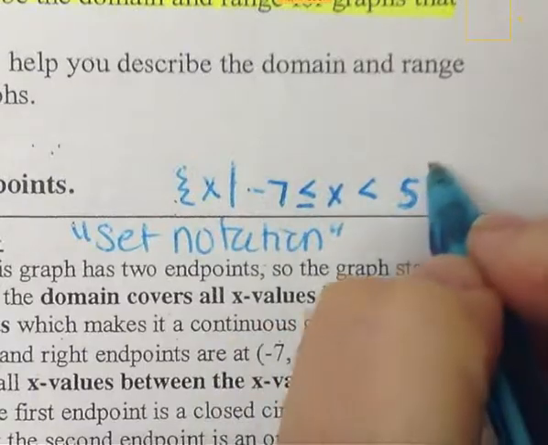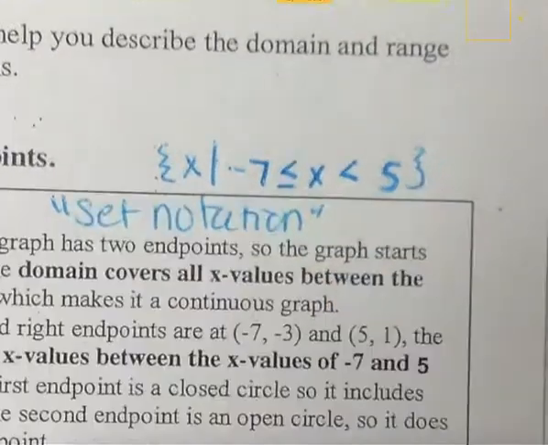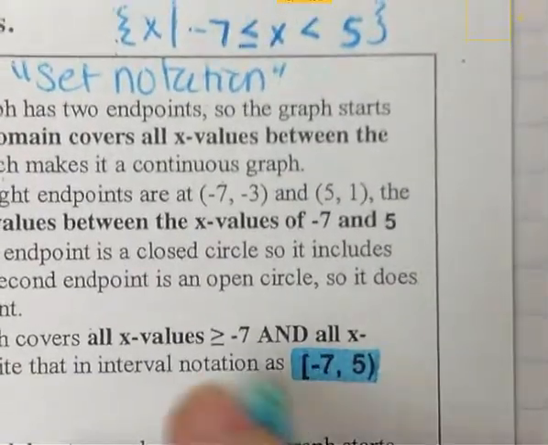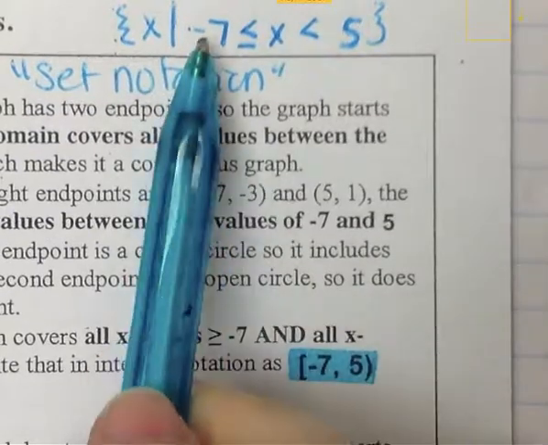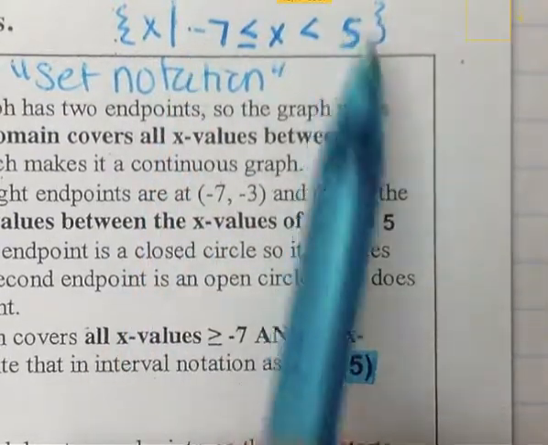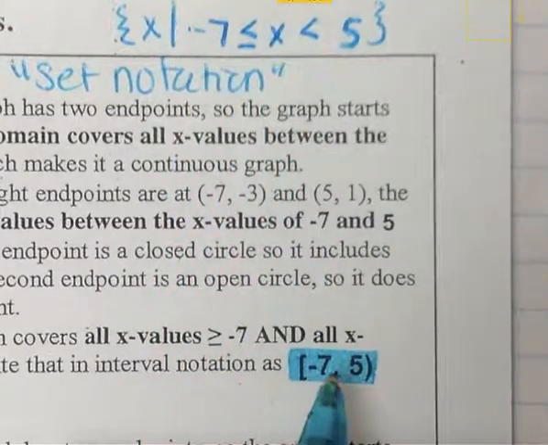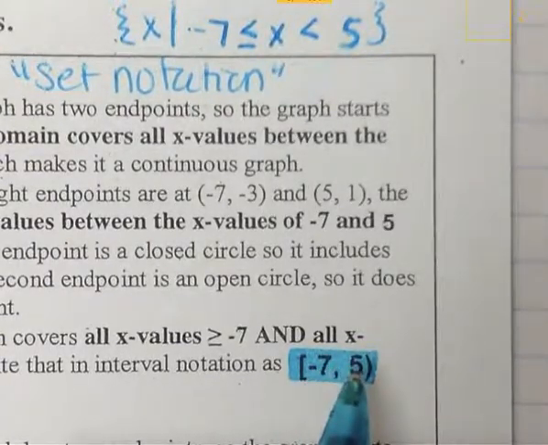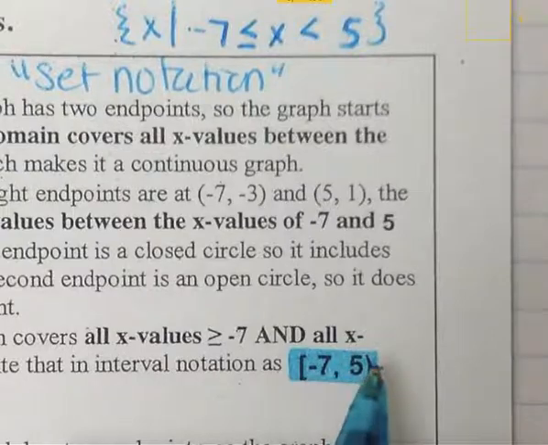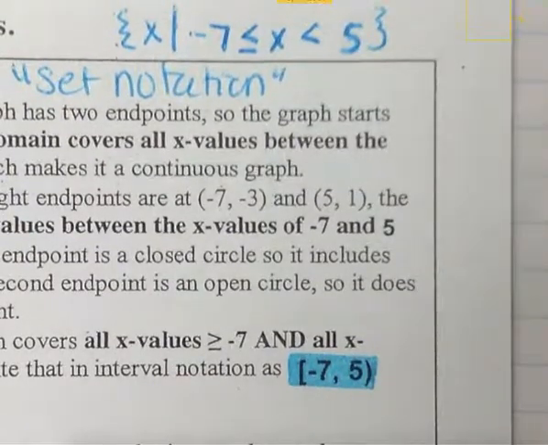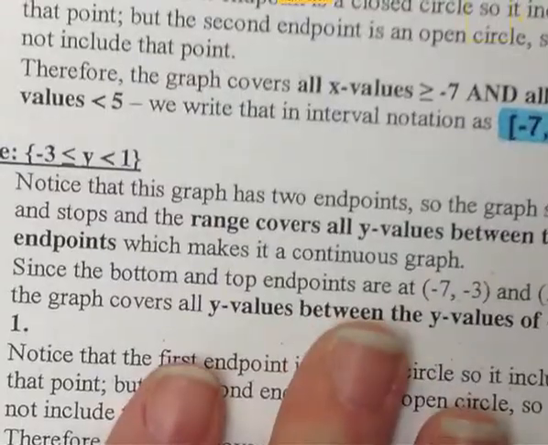This is our set notation, and this will follow along with the interval notation. Because I know my -7 is my smallest, my 5 is my largest, and I know I want everything in between, my comma separates them, showing that I want everything from the -7 to the 5, but just not including that 5. I can actually do the same thing for the range, so it'll say the same information down here, just about the range.